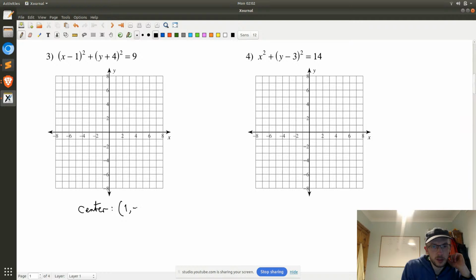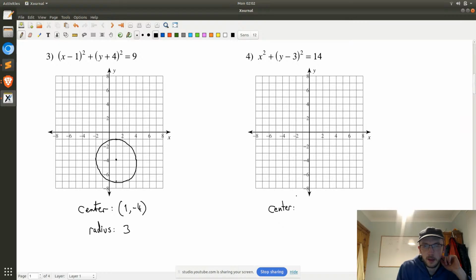The center is 1, comma, -4. The radius is 3. So 1 to the right, 4 down. 3. Puts the points on the circumference like that. Oh boy. Like that. There.